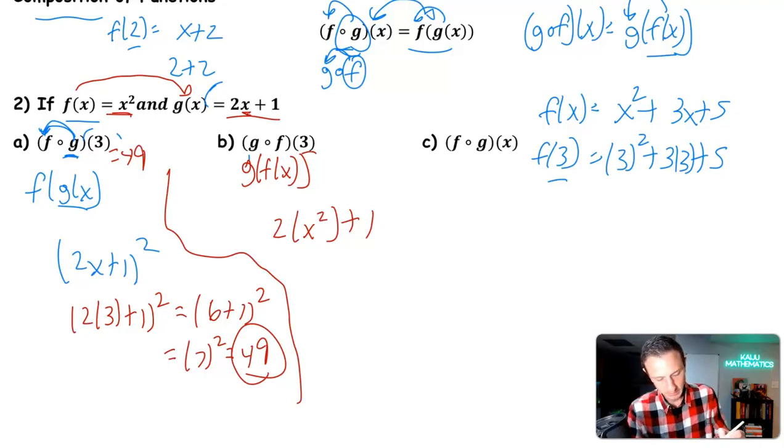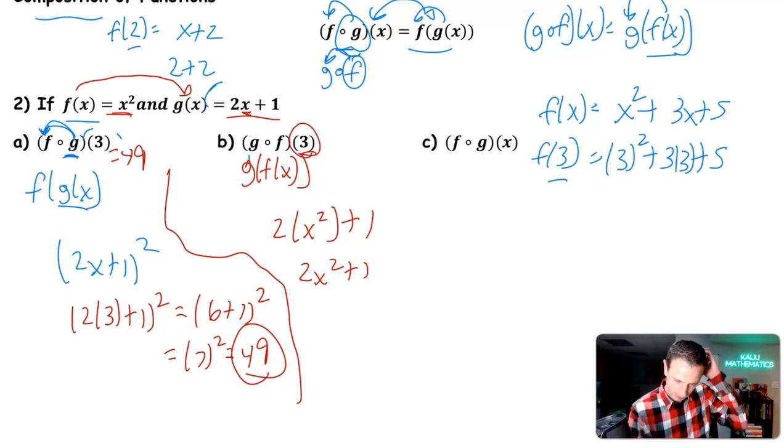And then now we have x squared. And we can multiply all this out. It's just going to be 2x squared plus 1. There's really nothing else that we can do. But now I've got to evaluate 3. So I'm going to plug in 3.